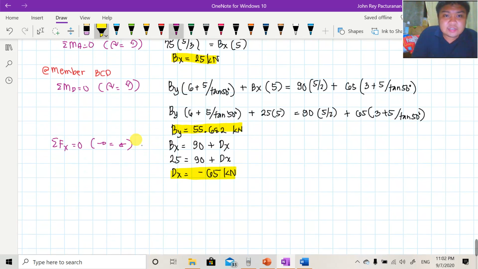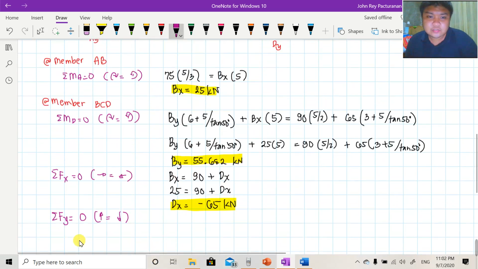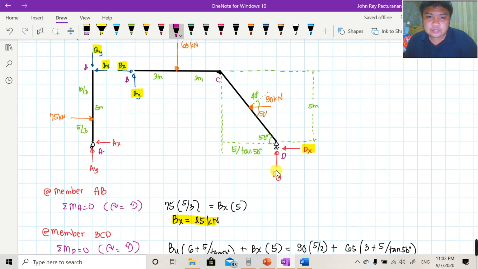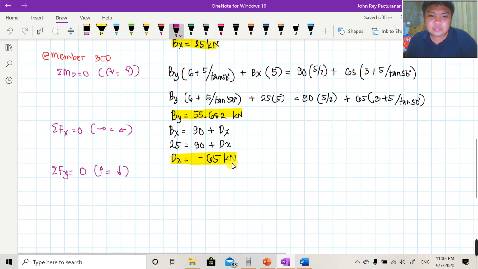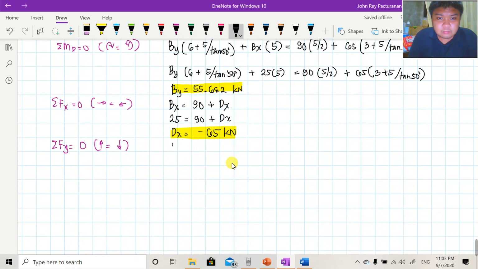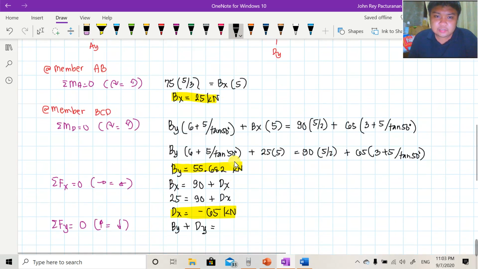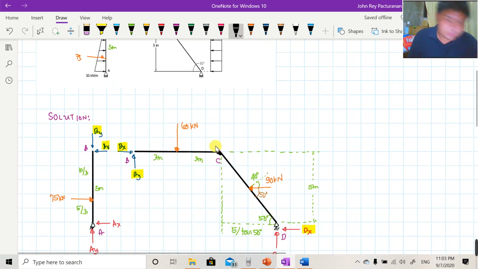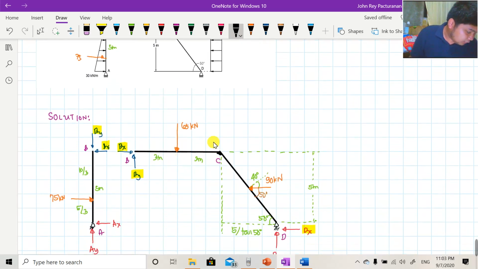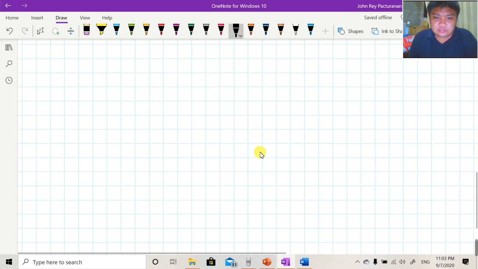Summation of vertical forces, to find dy. Summation of forces vertical equals 0, so up equals down. Our upward forces are actually two, by and dy, so write by and dy. The downward force is only one, which is 65 kilonewtons. Let's write 65 kilonewtons.